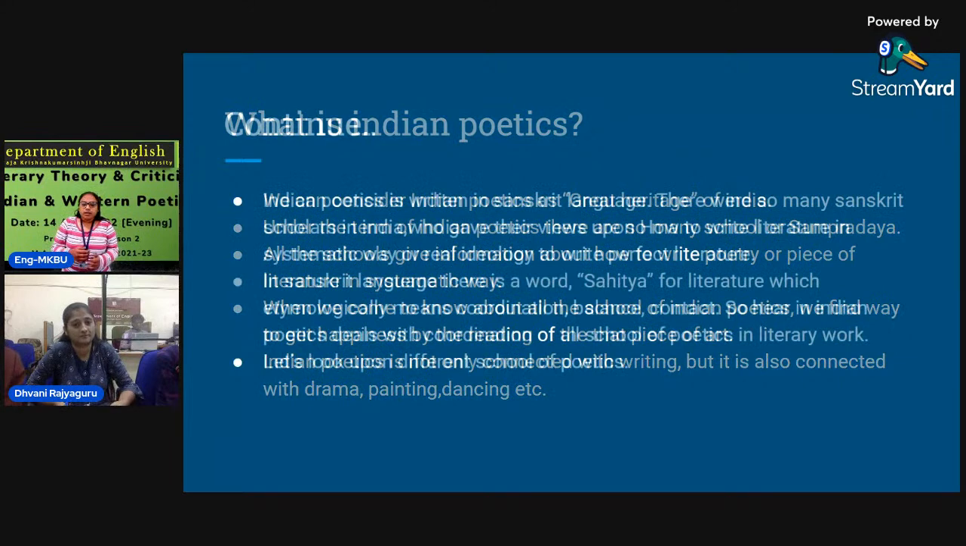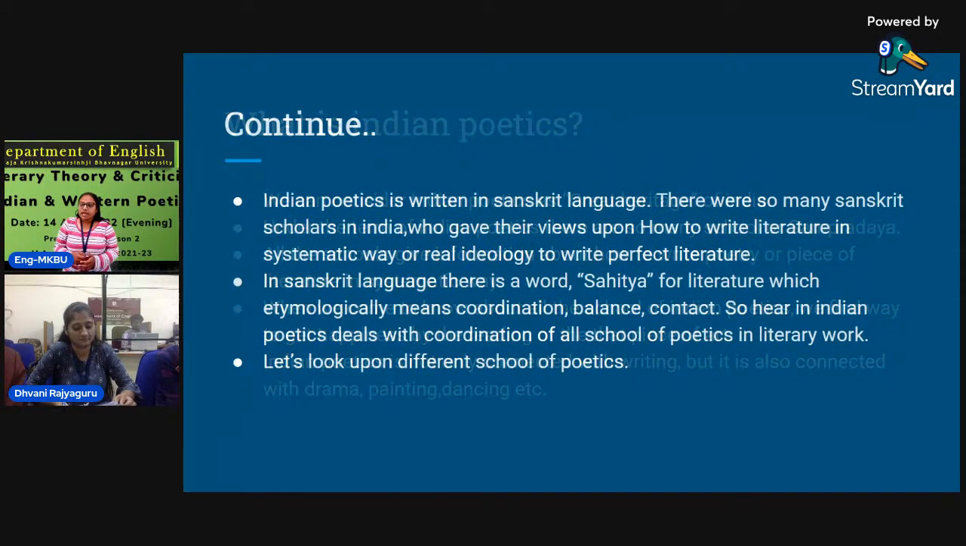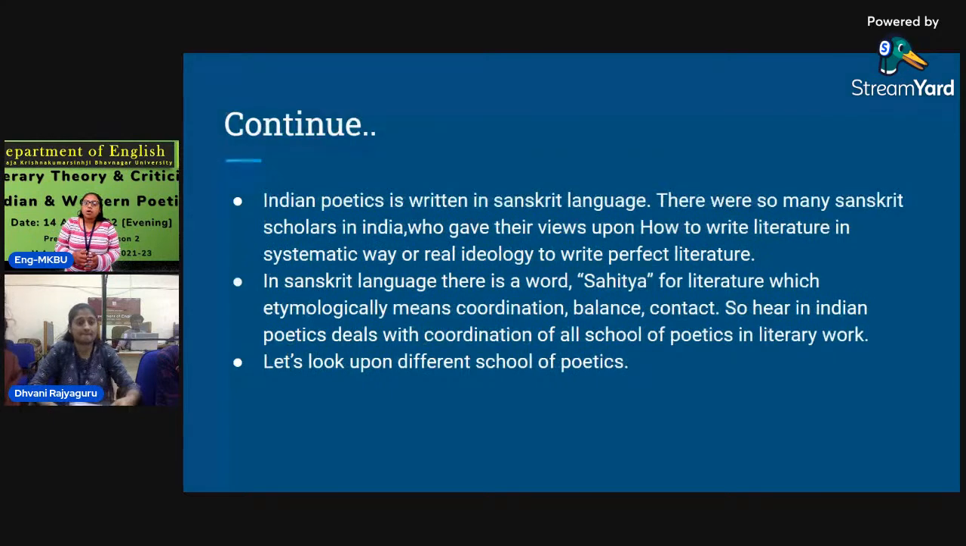Continuing, Indian poetics is written in the Sanskrit language, and there were many Sanskrit scholars in India who gave their views on how to write literature in a systematic way, a real ideology to write perfect literature. In Sanskrit, there is a word for literature: sahitya. Etymologically it means coordination, balance or contact. So Indian poetics deals with the coordination of all schools of poetics in a literary work.